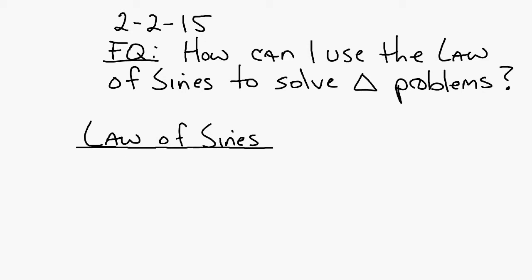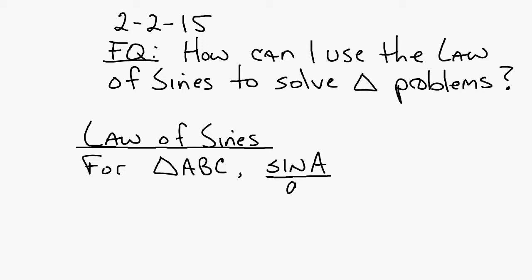The law of sines says that for triangle ABC, sine of angle A divided by the length of side A is equal to the sine of angle B divided by side B, which is equal to the sine of angle C divided by the length of side C.